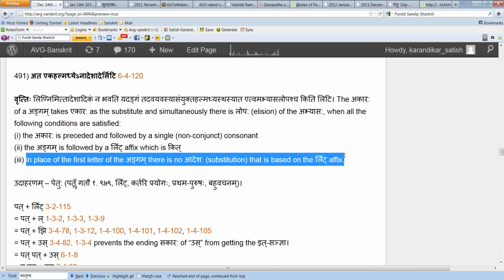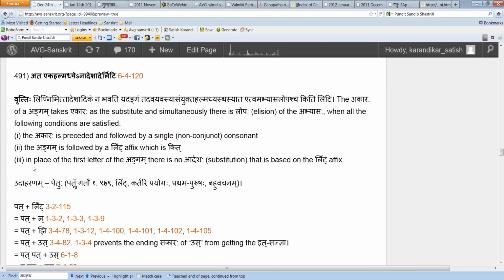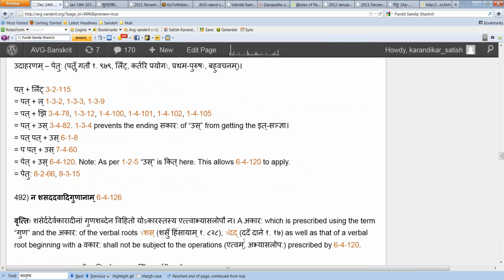It's already column 3. Dakar jabagada dash. So dakar is already a jash letter. But someone can argue, in the place of dakara, I'll put a dakara again. Now does that disqualify a dhatu from 6.4.120? Okay, let me repeat one more time. One of the conditions of applying 6.4.120 is that in place of the first letter of the angam, there is no adesha based on the lit affix. Now if we take the dhatu dad, and then if we say that in the place of dakara, a dakara comes in again by abhyasa charcha, doesn't that already disqualify dad from applying 6.4.120?